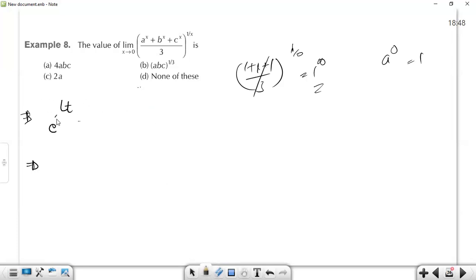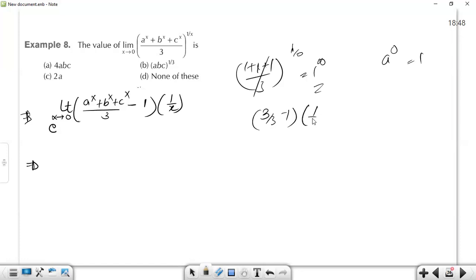The limit x tends to 0 of (a^x + b^x + c^x)/3, we are subtracting the 3 by 1, the monkey is down now. If we substitute x equal to 0, then again it becomes 0 by 0 form, because 1 plus 1 plus 1 is 3 by 3 minus 1, and 1 by 0. So it becomes 1 minus 1, that is 0. So 0 by 0, right? It is an indeterminate form, so we can apply L'Hospital rule over here.